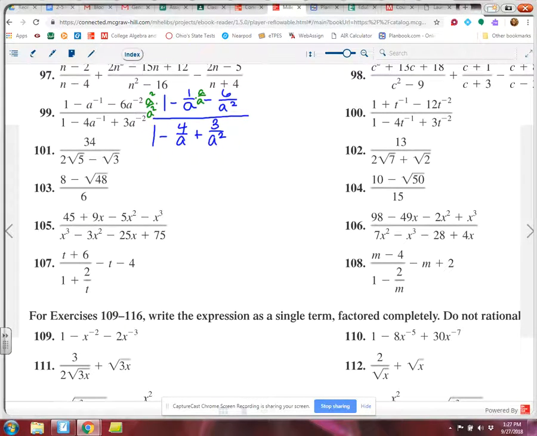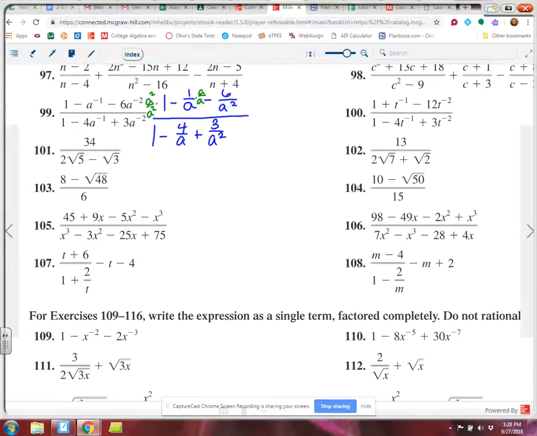Why did some go to the bottom and some didn't? Like why did the 6 stay up top? Because the 6 doesn't have a negative power on it. The a has a negative power on it. So the 6 is going to stay and then the a is going to go. Same thing in the bottom, how that 4 stayed up. Yep. The negative power is only on the variable, so that's the only part that has to get moved.